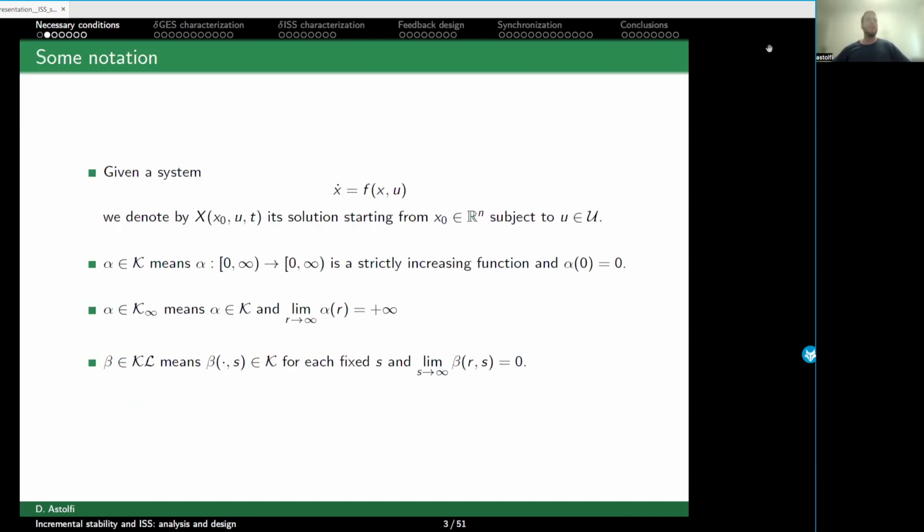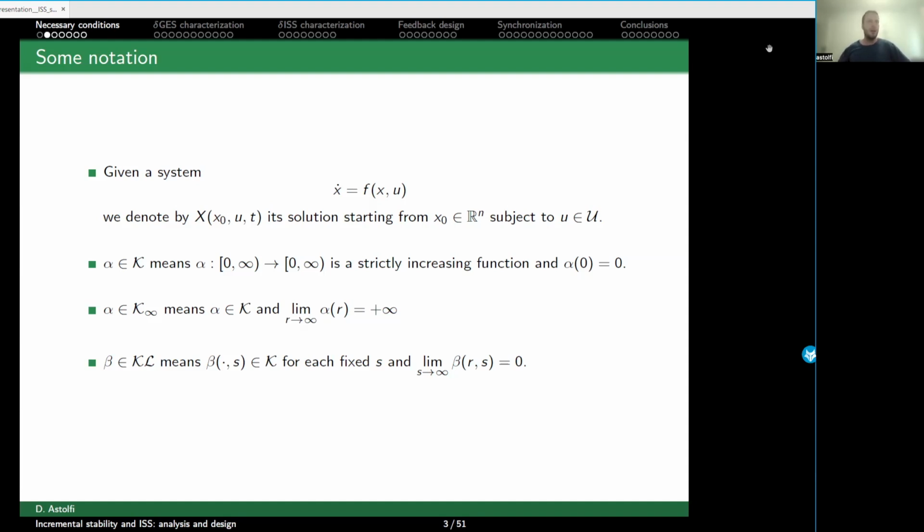Okay, so first of all, I will just give a slide about the notation that I will use all along this presentation. Given a dynamical system described by an ODE, and we will talk about finite dimensional ODEs in this presentation, I will denote by capital X with the arguments x0, u, t the solution of this dynamical system x dot equal f of x and u, that starts from initial condition x0 at time 0, subject to this input u that lives in some set calligraphic U.